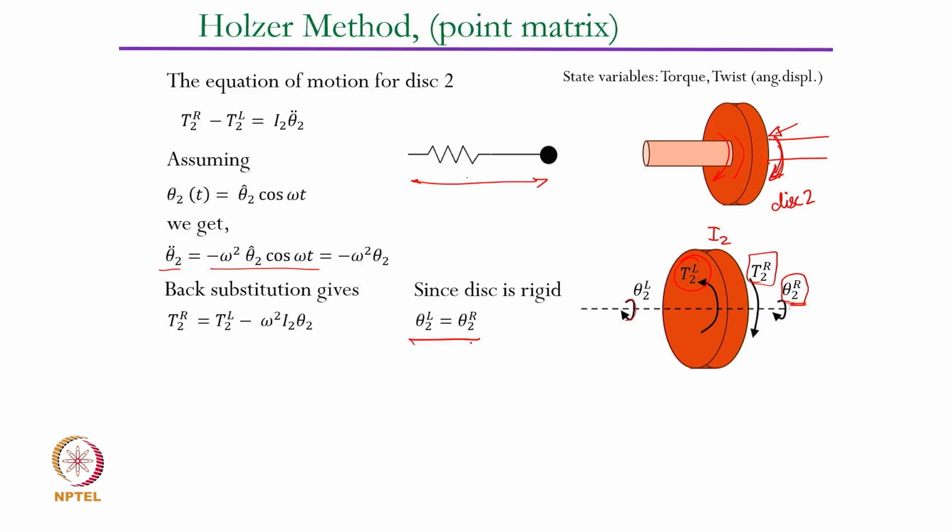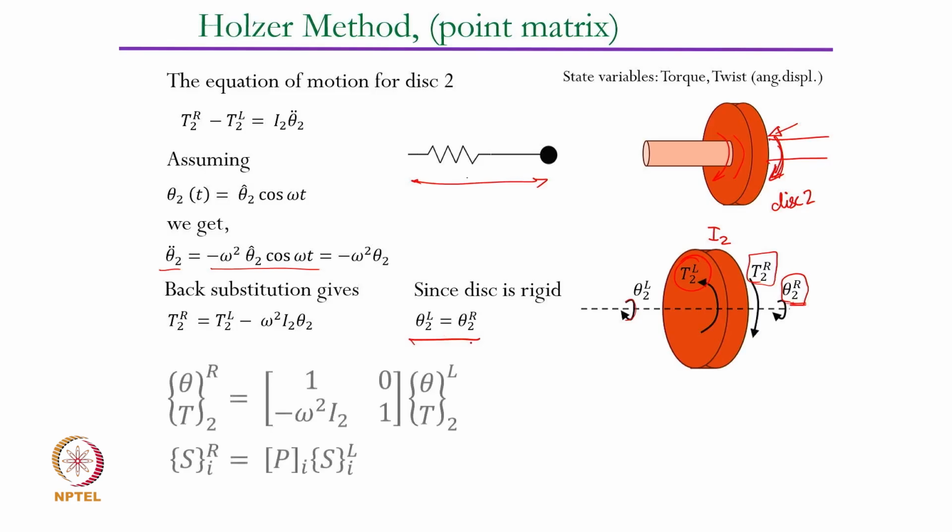So theta 2L is equal to theta 2R, and then I can write these two equations in matrix form. You can show that this theta 2R is equal to theta 2L. So you have only one diagonal element here, because theta R is not related to the torque quantity, and therefore the first row will have only one quantity, a unit value at the diagonal location. Whereas this expression tells us that T2R and T2L are related through this particular term.